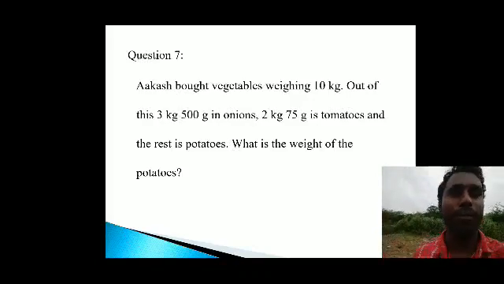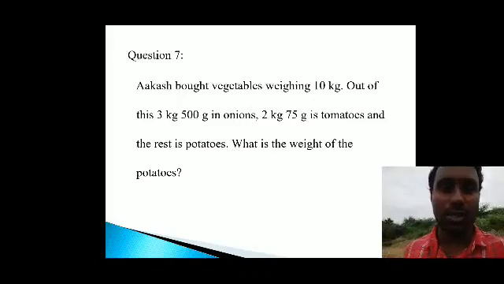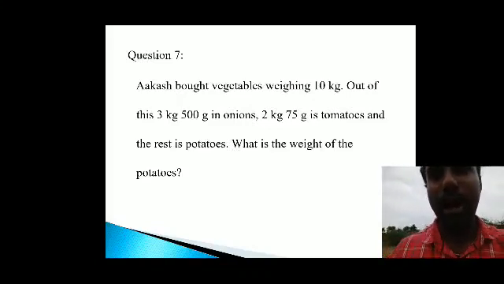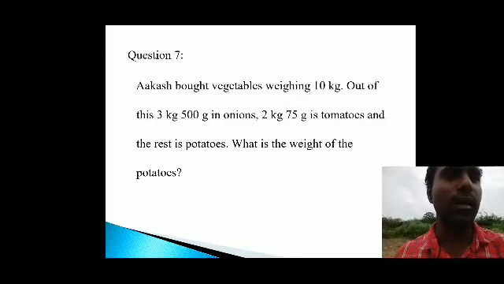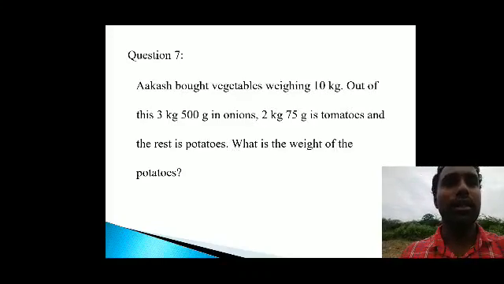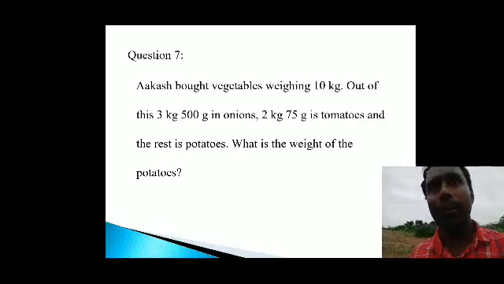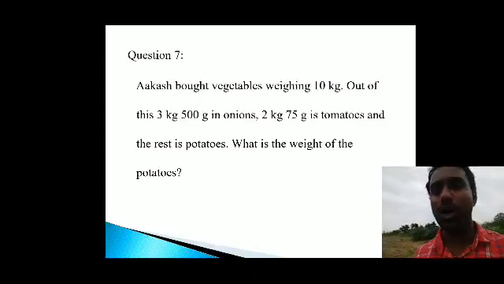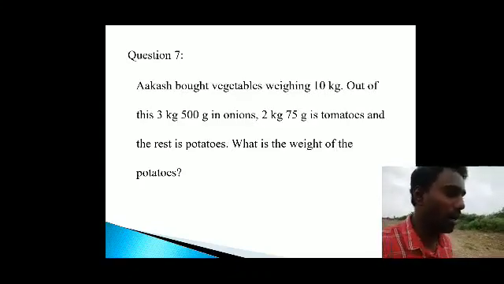So imagine you have a bag. You went to the market and bought vegetables. The total weight of that bag, that cover, is 10 kg. You remember you bought onion 3 kg 500 gram and tomato 2 kg 75 gram, and you know only these two, but you forgot the weight of the potatoes. So how can we find the potato weight? You know the total weight and the weight of two vegetables, so how can you find the third one?